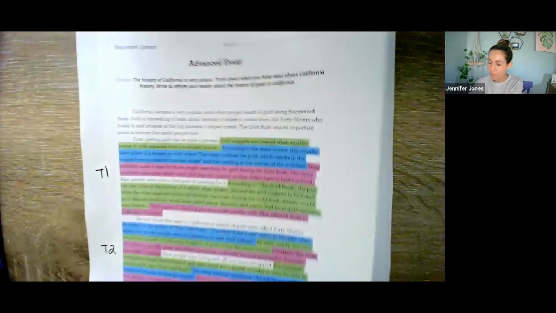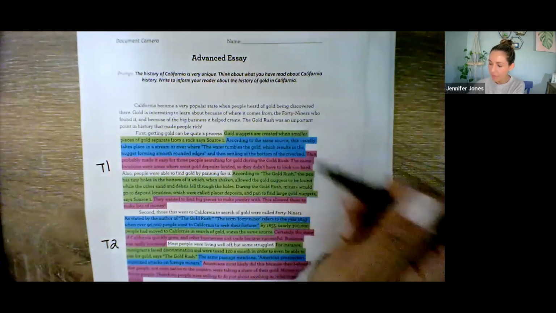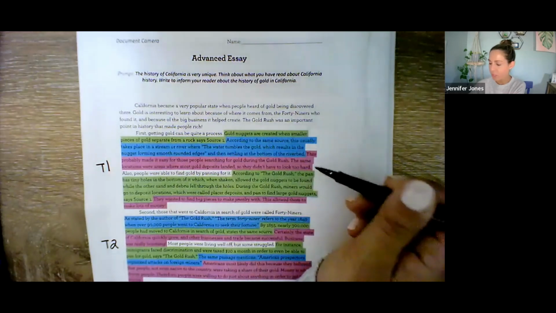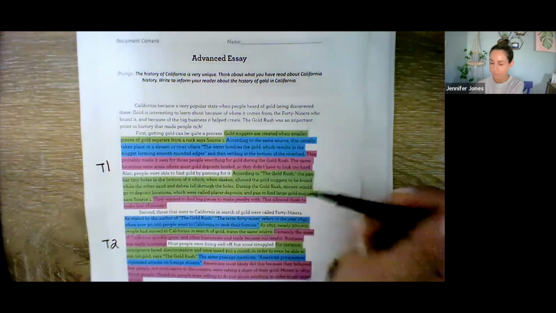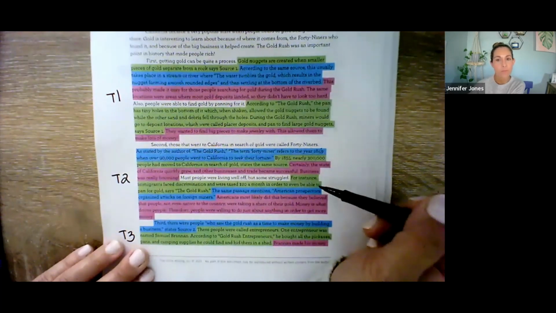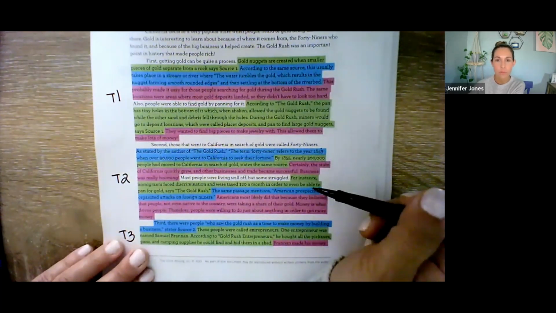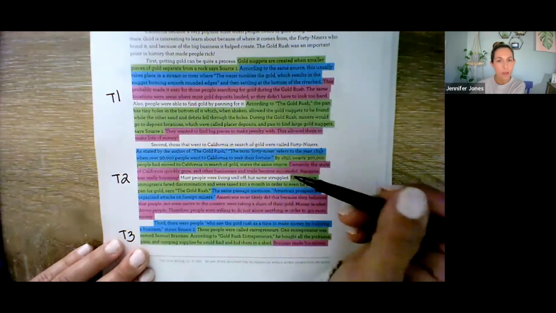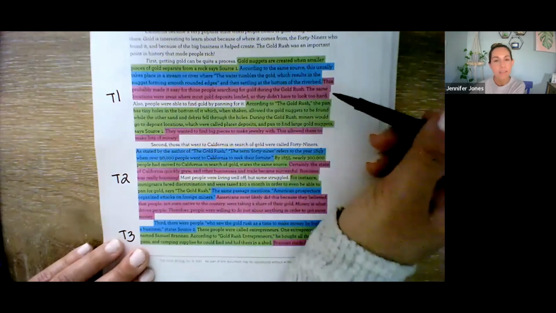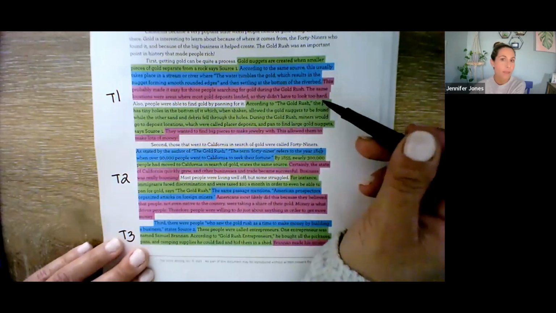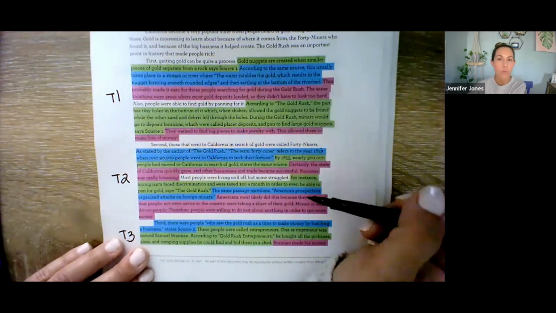Let's look at T1, for example. Here I have 2 quotes, 1 paraphrased piece of information, and 2 own thoughts and ideas. Now, if I look at T2, I've got 2 paraphrases, 2 quotes, 2 own thoughts and ideas. Is there the exact same amount of quotes, paraphrases, and own thoughts and ideas in T1 as there is in T2? No. T1 only has 1 quote, T2 has 2 quotes.